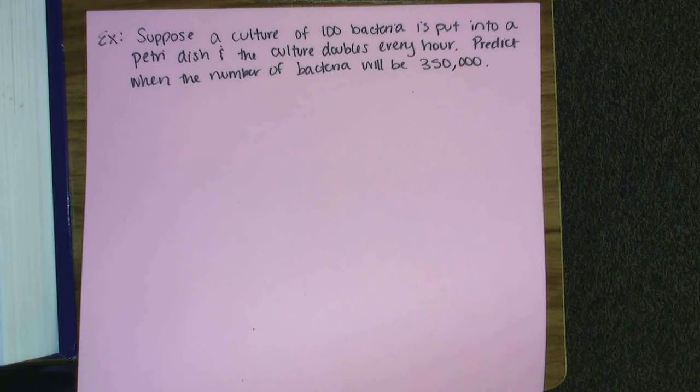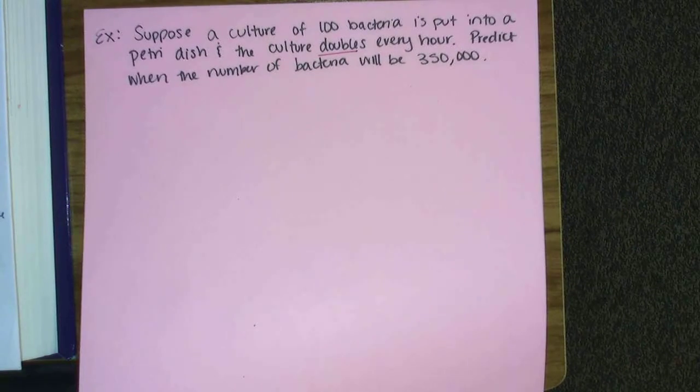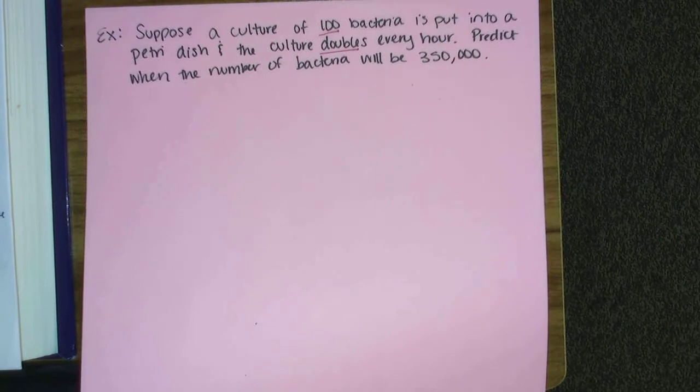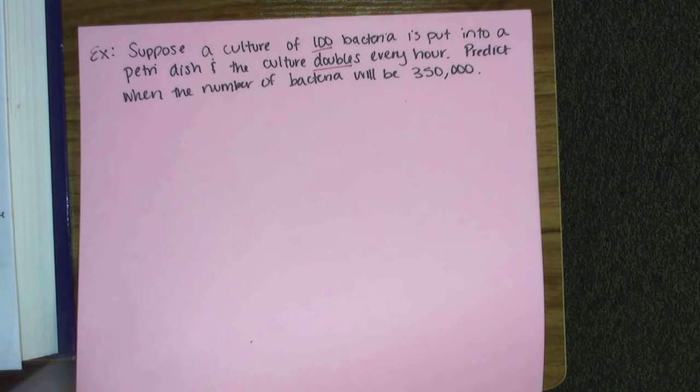Alright, so obviously we don't necessarily just want to keep multiplying stuff until we get what we're looking for, right? Not super fun to do, so we really don't want to do that. So we know that it doubles every hour. Okay, it starts with 100. And we want to know at what time will we have 350,000? So we want to make some kind of a little model to predict what's happening.